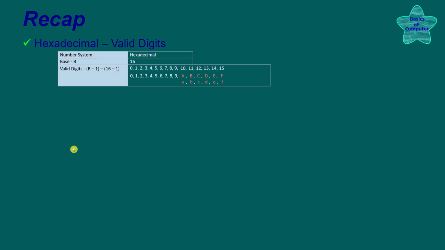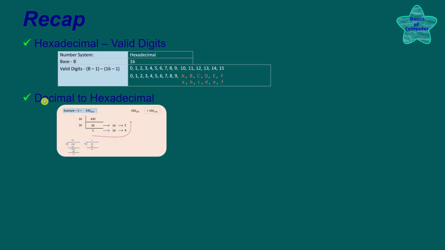Let us recap what we learned today. First, we understood about valid digits in a hexadecimal number system, which is 16 minus 1. So digits go from 0 to 15. But the problem is after 9, we get 10, 11, 12, which are 2-digit numbers. But how do we write it in hexadecimal? We make use of letters A, B, C, D, E, F. A for 10, B 11, C 12, D 13, E 14, F 15. We may even sometimes get small letters there. Both mean the same. These are the valid digits used for representing a hexadecimal number.